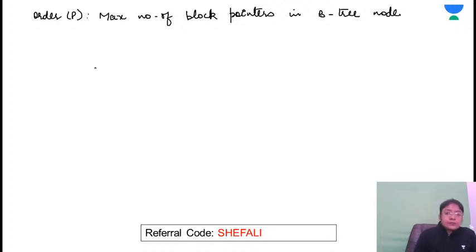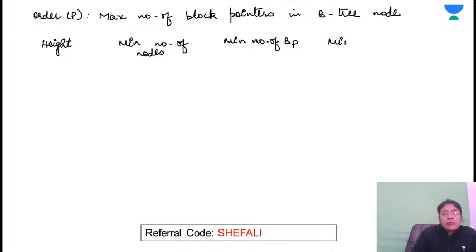Okay. So height. First of all, let's focus on the minimum number of block pointers and minimum number of keys.